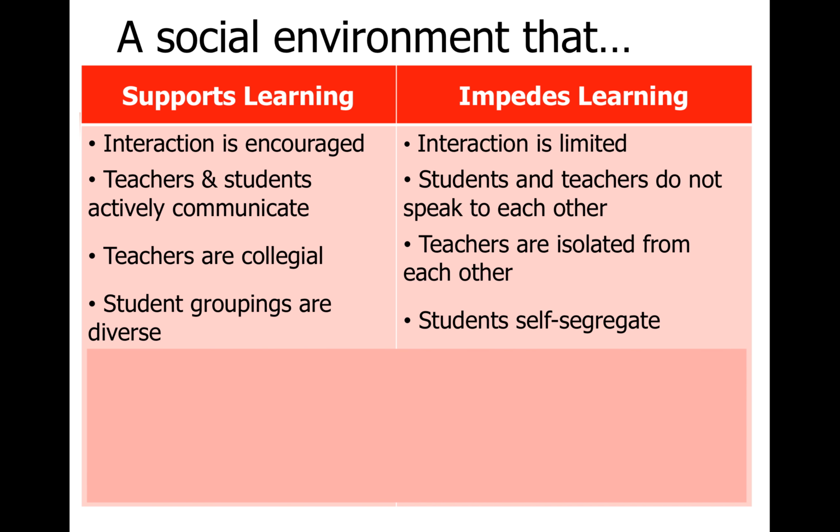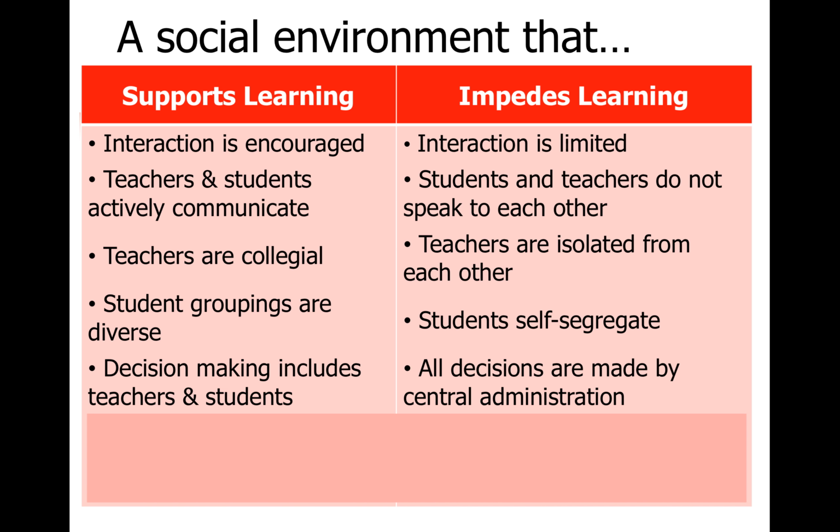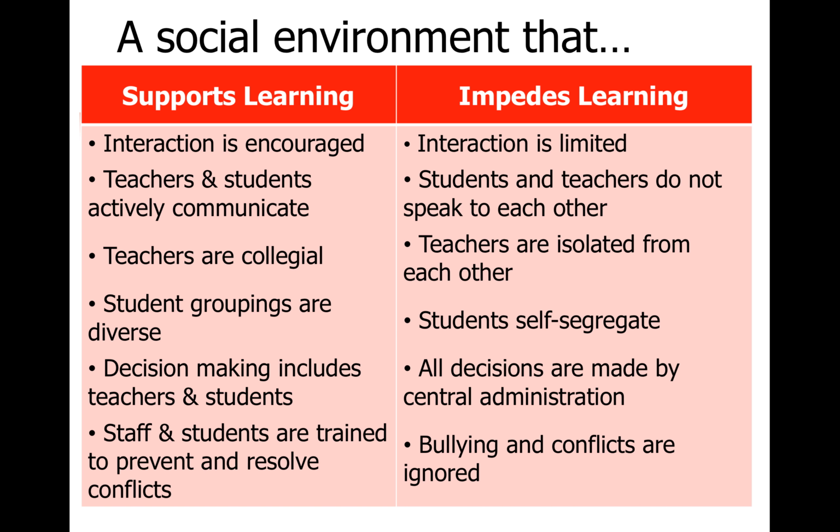We want student groupings to be diverse rather than self-segregation. So we want students to feel like they have a place where they belong, and not feel like they're excluded from something else. Decision making should include teachers and students, as we talked about before, rather than all decisions being made by central administration. And staff and students are trained to prevent and resolve conflicts, so that things can be de-escalated quickly or taken care of before they even arise, versus having lots of bullying and conflicts being ignored, and those things leading to much more detrimental situations later on.